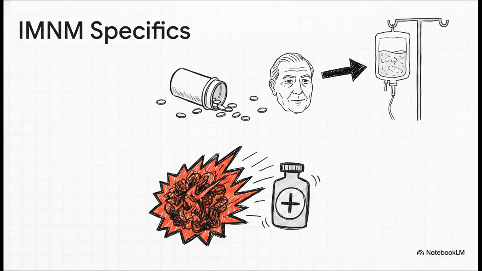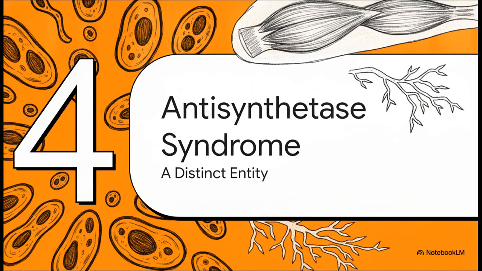On the other hand, if you find anti-SRP antibodies, well, buckle up. This form is notoriously aggressive, subacute, and so often refractory to standard corticosteroids, meaning you're going to need some heavy multi-agent immunosuppression. Next up, Section 4, the anti-synthetase syndrome.